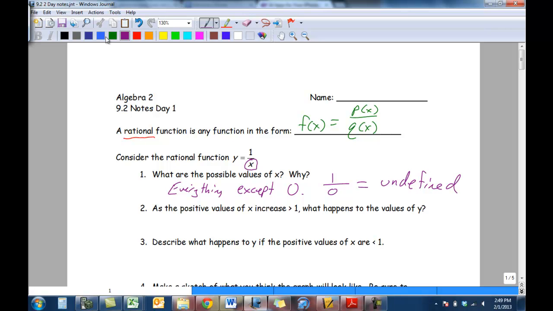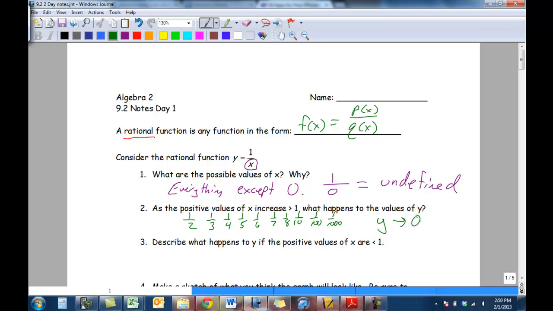All right, now, what happens as x gets bigger and bigger and bigger? So let's think about this. If x is greater than 1, so let's go to 2, that'd be a half, right? And when x gets bigger, 1/3, 1/4, 1/10, 1/100th, 1/1000th. As x gets bigger and bigger and bigger, what's happening to the fraction? Well, the values of y approach 0.